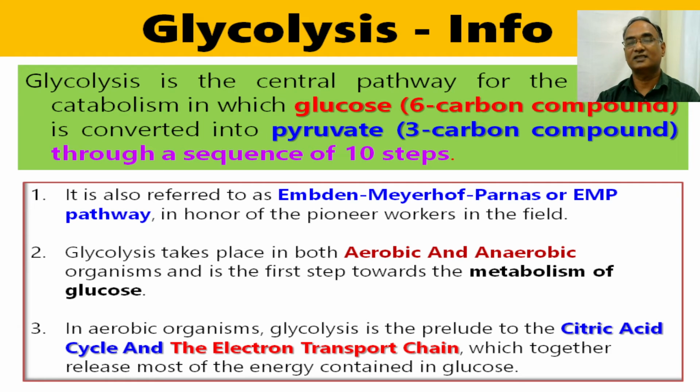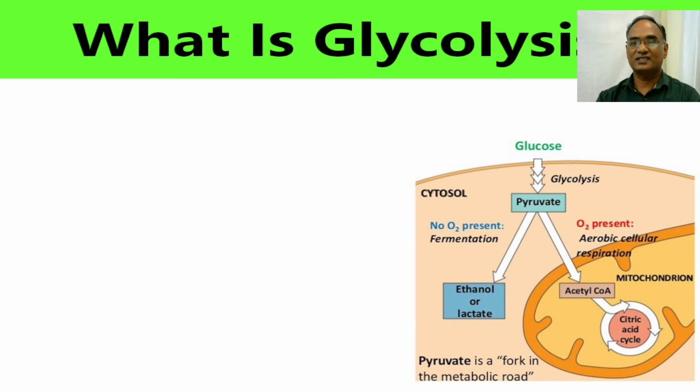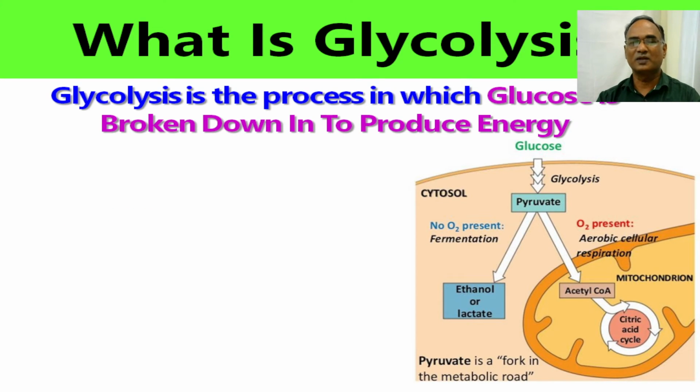To pyruvate, it will enter into the Krebs cycle in the form of acetyl CoA. So what is glycolysis? Glycolysis is a very simple process. Glucose is broken down to form energy. For working muscle, you need a lot of energy.